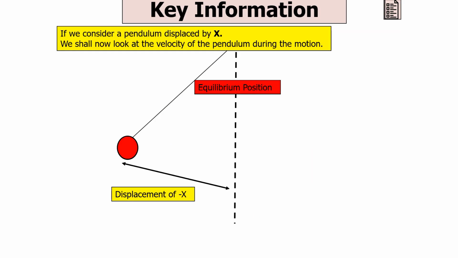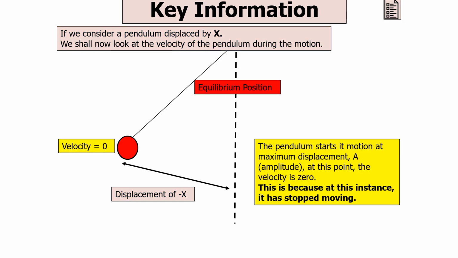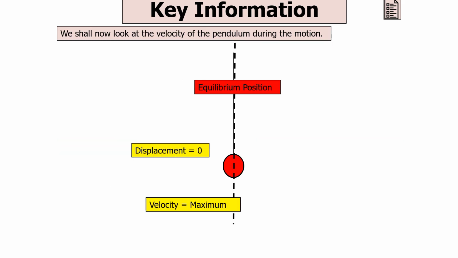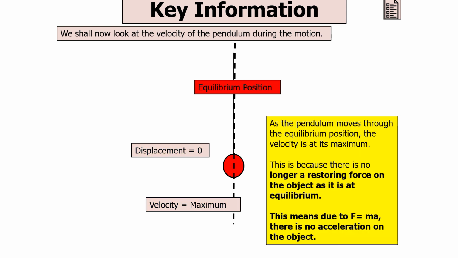So if we go back again to considering our pendulum being displaced by x, we can now look at the velocity of the pendulum during this motion. When we start off at a displacement of negative x, the pendulum starts its motion at the maximum displacement a, its amplitude, and at this point the velocity is 0. This is because at this instant it's not moving. When we get to a displacement equal to 0, the velocity is a maximum, because as the pendulum moves through the equilibrium position, the velocity is at its maximum value.